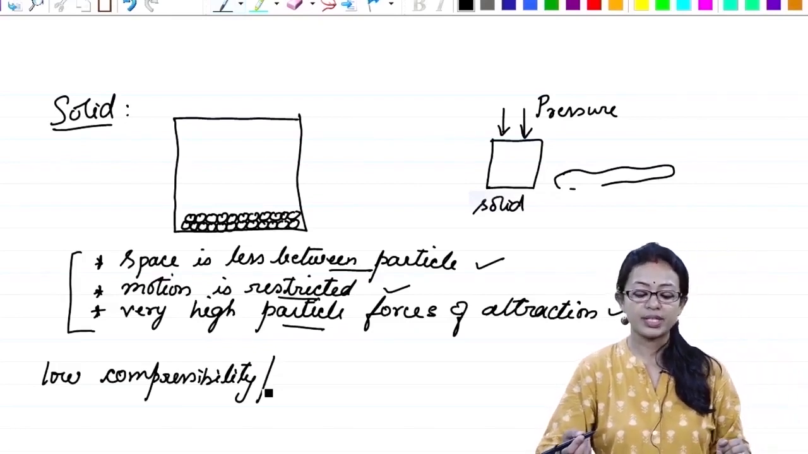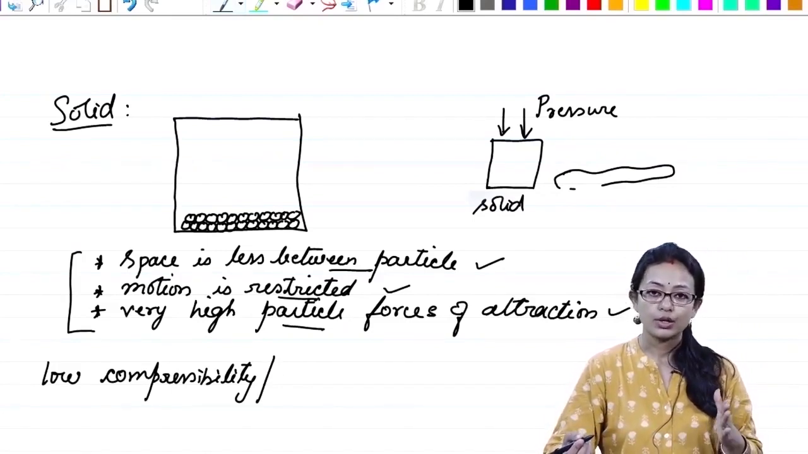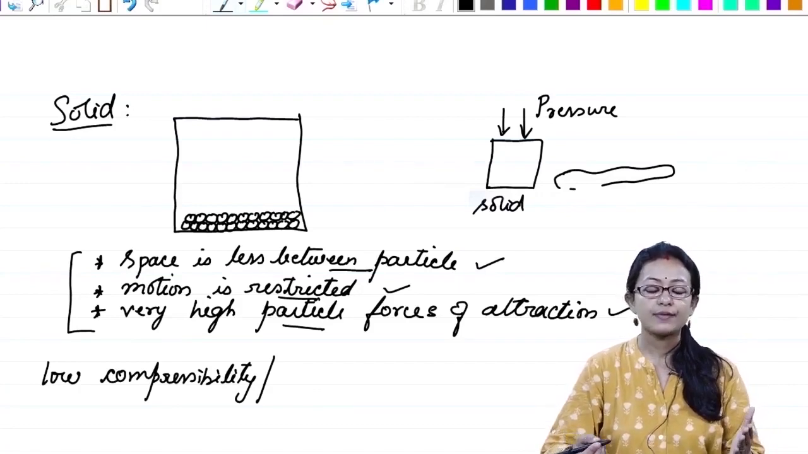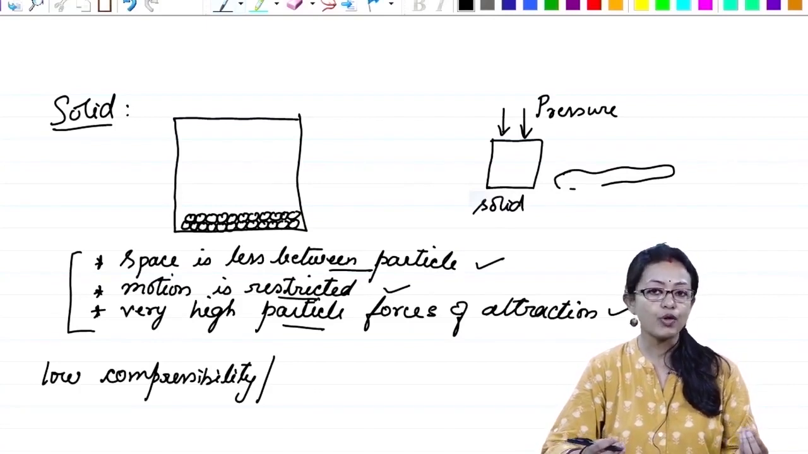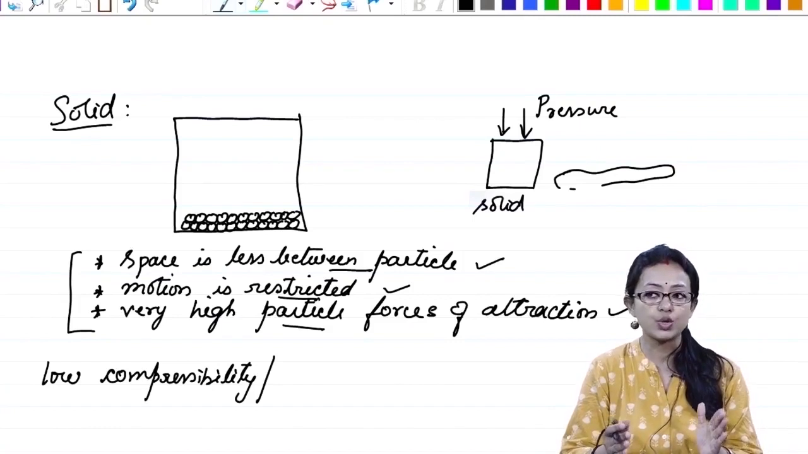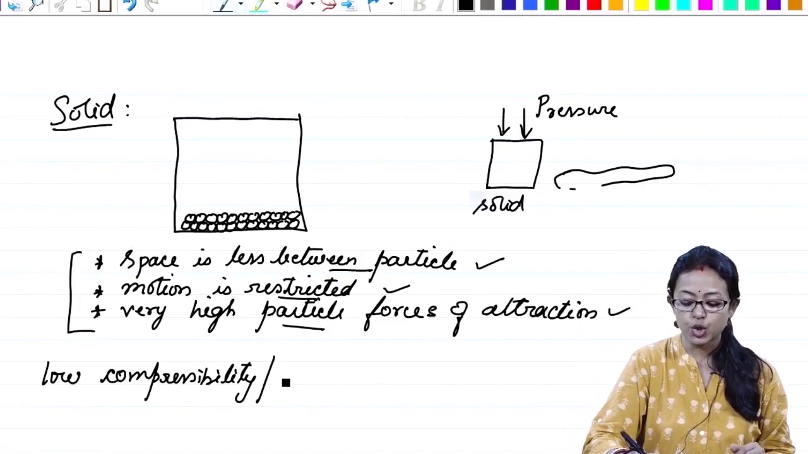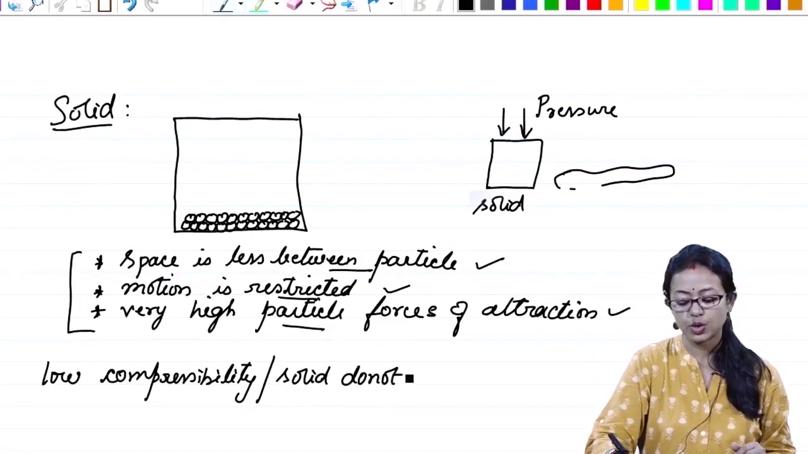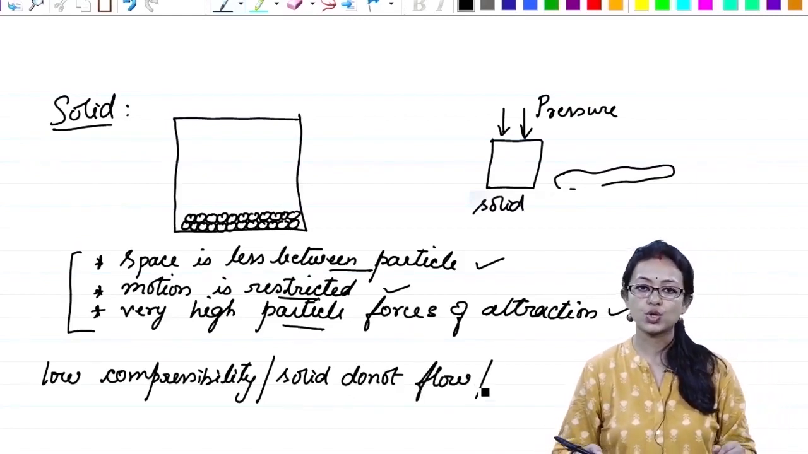Next, fluidity. Do you think solids can flow? No, they cannot flow because the particles do not have the space to move. And we know that fluidity comes only when the particles can move from one place to another. Since their space is restricted, they are unable to move from one place to another, and due to this we find that solids do not flow. So this is another important characteristic about solids.